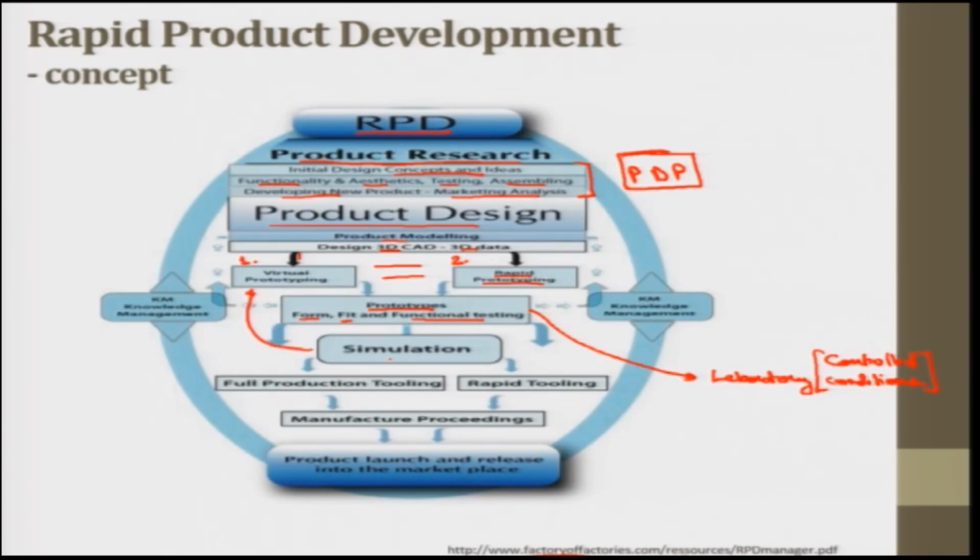So, here we have simulation, and after simulation full production tooling and rapid tooling is done. Full production tooling is for mass production, for big size production. Then manufacturing proceeds, so we get the final manufacturing, then product launch and release into the marketplace. So, this is the final step.